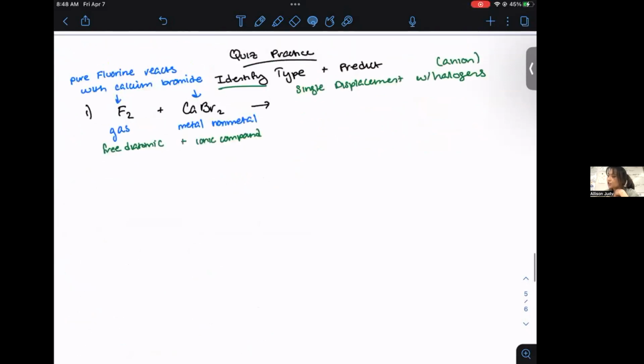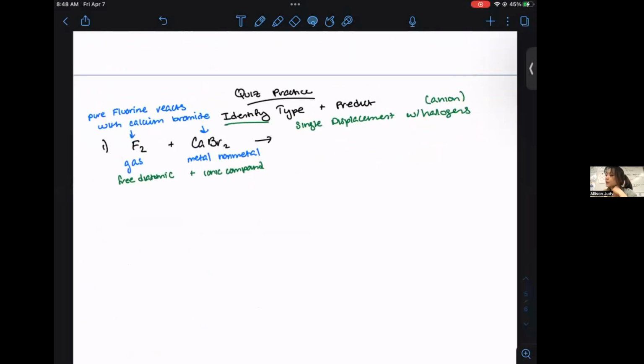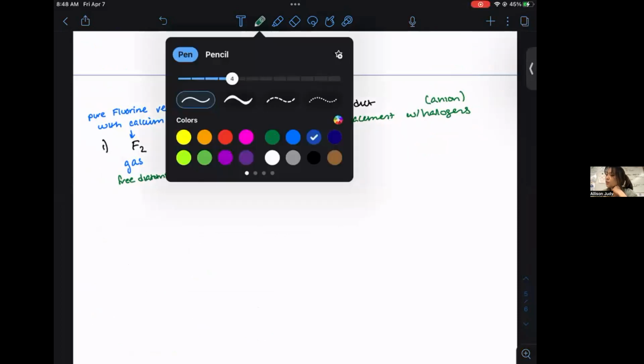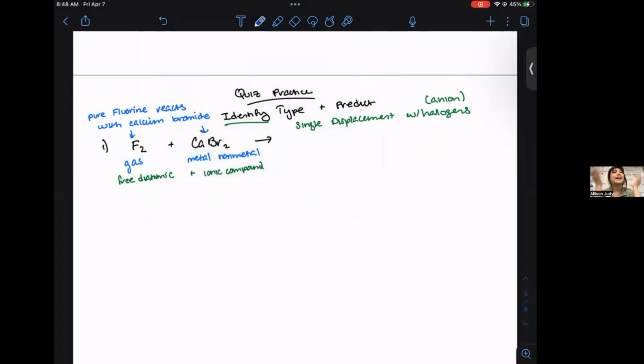Okay. So what we have here, single displacement, that means we would normally look at a chart and say, hey, is this actually going to happen? Because not every single displacement reaction happens. But if I'm going to give you a reaction, I'm going to have you follow through. So I'm going to give you a reaction that does happen. So what would this become then? What would my products be? Yes, Aislinn.